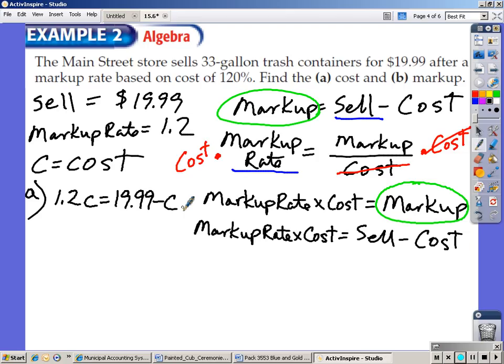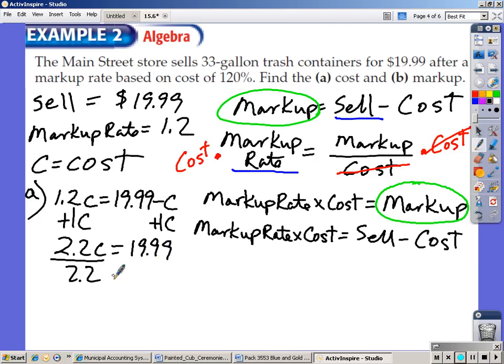I need to add C to both sides. And remember, there's an understood 1 in front of the variable. So 1.2C plus 1C is 2.2C equals $19.99. Divide both sides by 2.2. $19.99 divided by 2.2 tells me my cost equals $9.09. All right? That's part A.